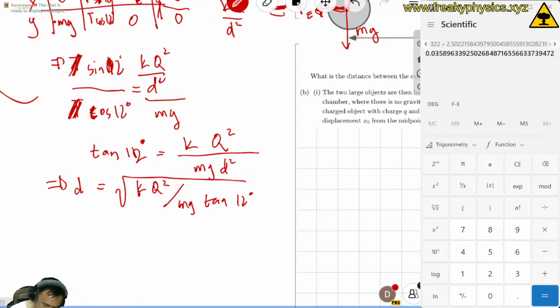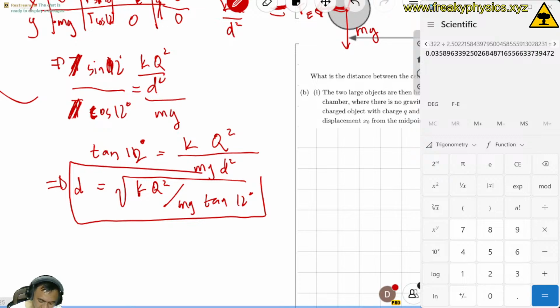Just put the values for all these KQ, MG, tangent, theta into the calculator and get your final answer. Okay? I don't know what the final answer is anymore. I pressed the equal sign on my calculator too many times. I'll do it. So I think on the stream we'll see what the final answer is. It's either the first or the second one I've pressed there.